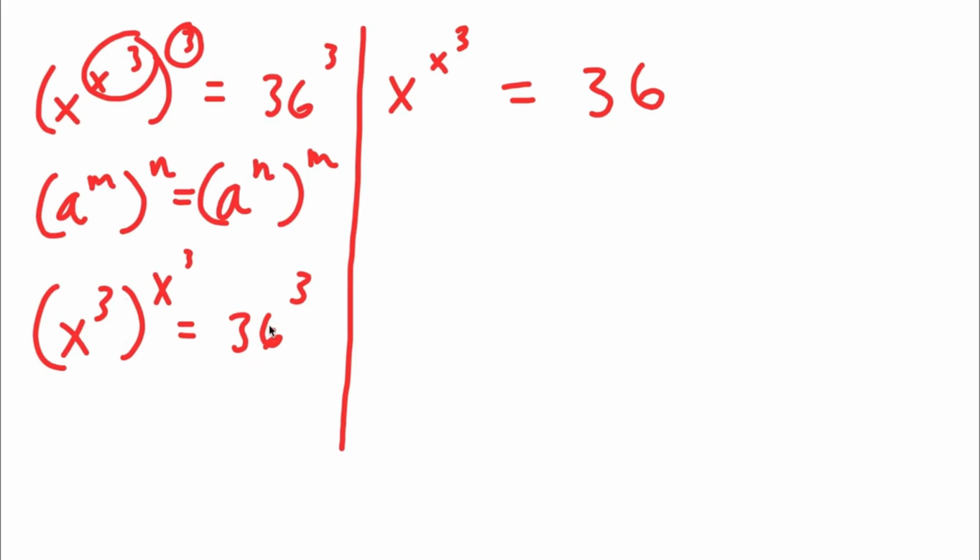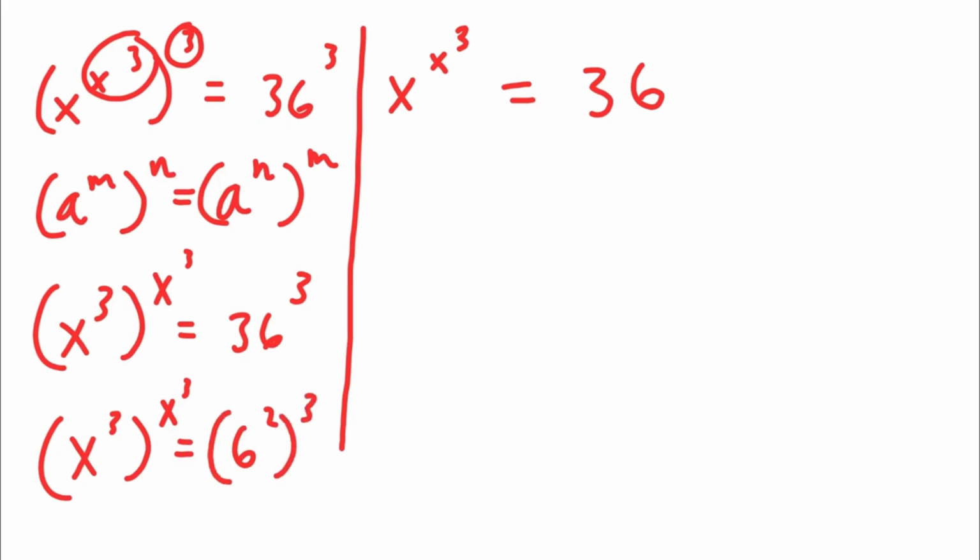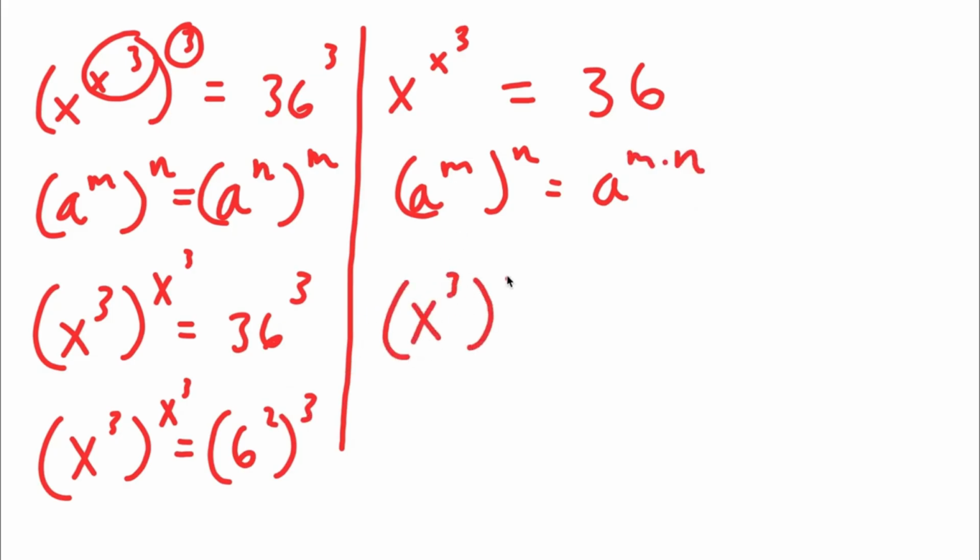Now, 36 I can write as 6 to the power of 2. So now I have x to the power of 3 to the power of x to the power of 3 is equal to 6 to the power of 2 to the power of 3. Now, if I have something in the form a to the power of m to the power of n, this is also equal to a to the power of m times n. So 6 to the power of 2 to the power of 3 is going to equal 6 to the power of 2 times 3, which is 6 to the power of 6. So now I have x to the power of 3 to the power of x to the power of 3 is equal to 6 to the power of 6.